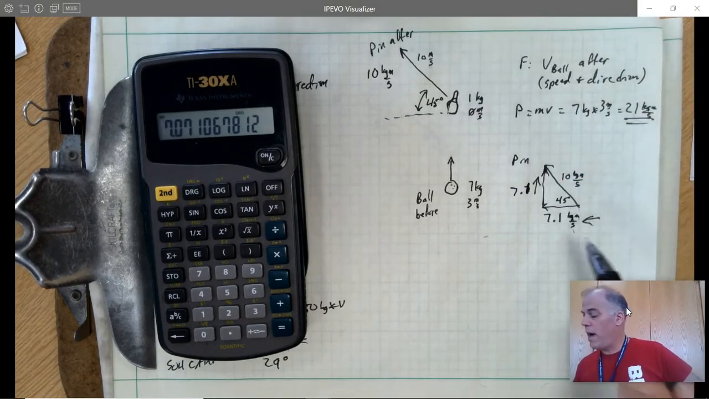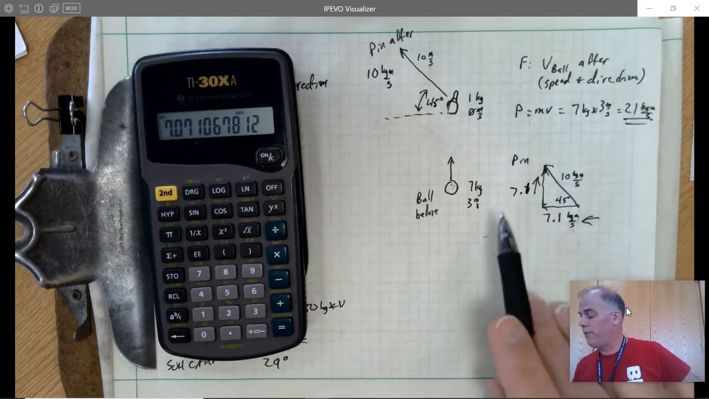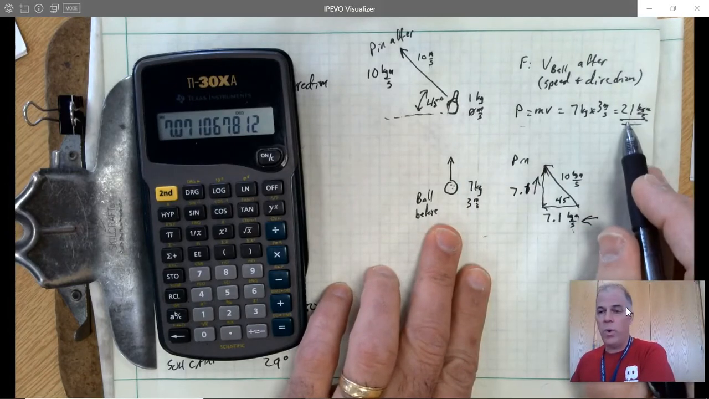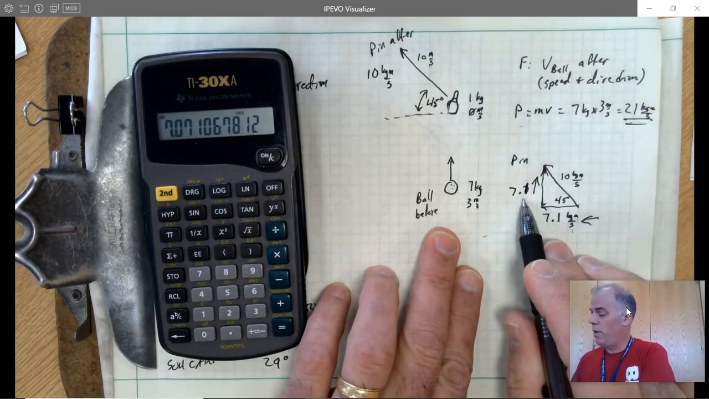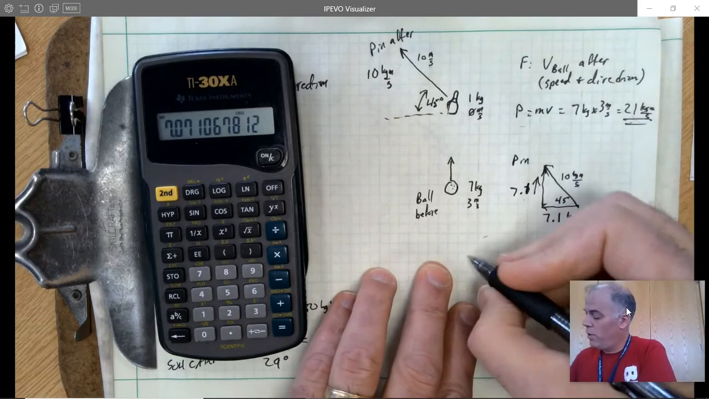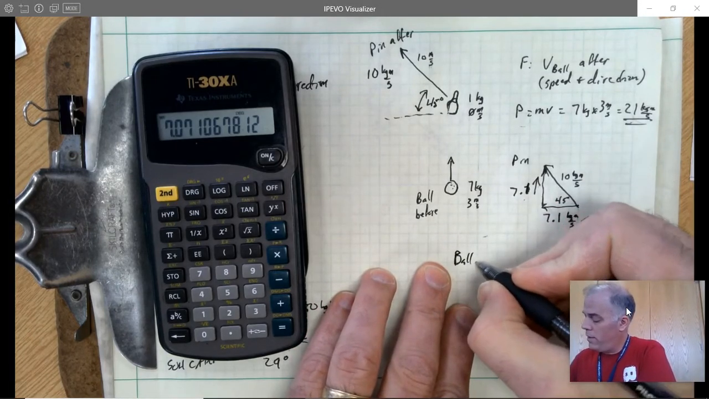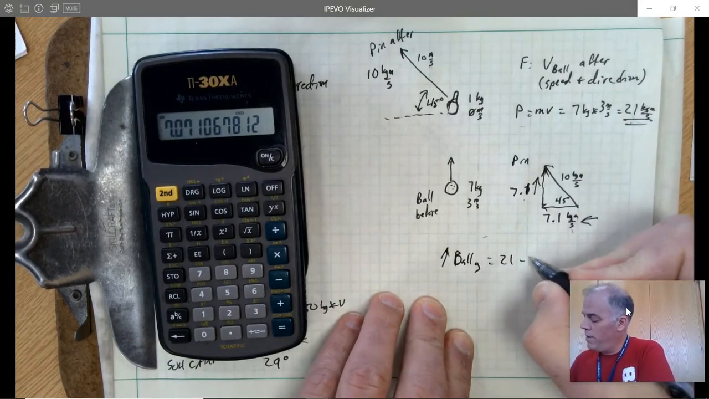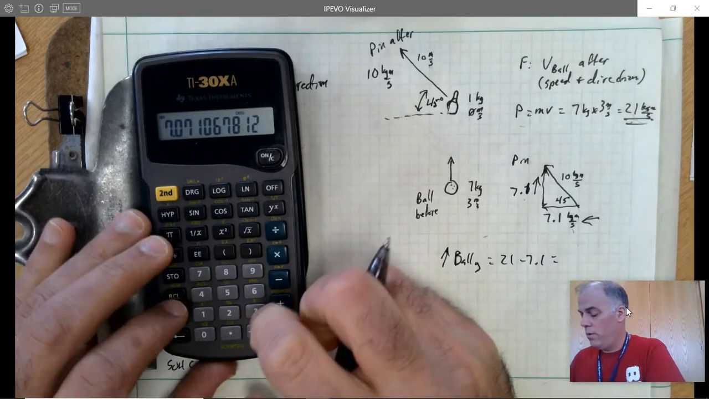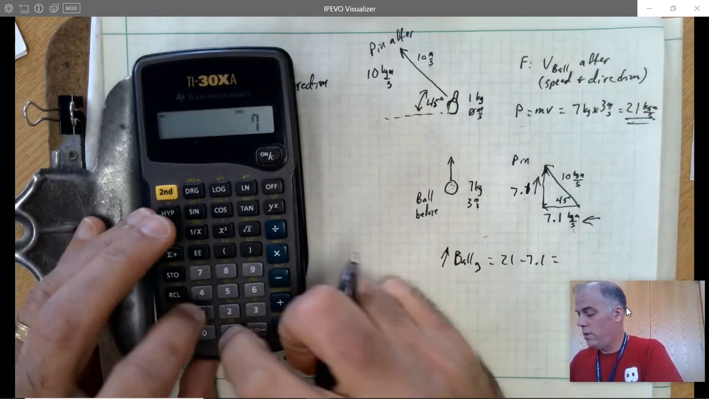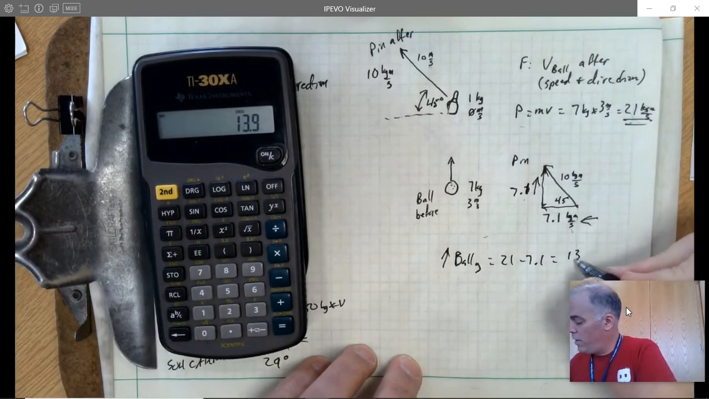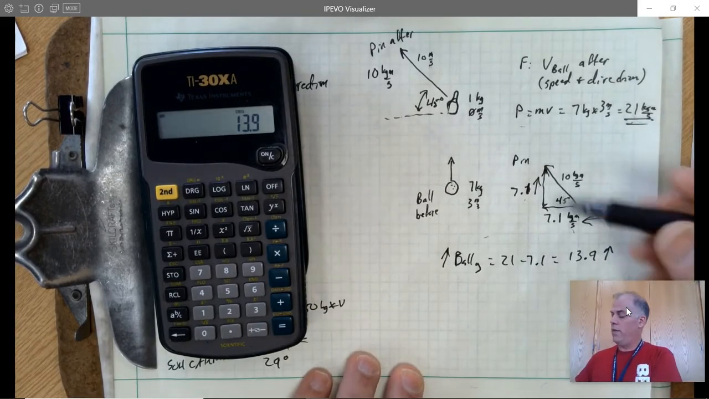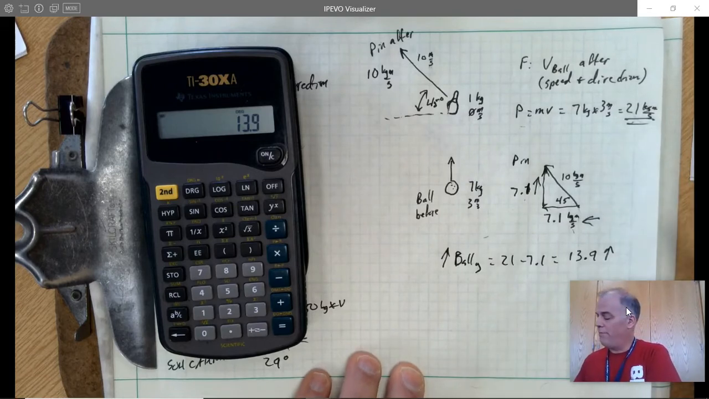Now, as we said before, now we have to figure out where this momentum came from. So let's start off with the vertical one. The bowling ball had 21 units, and it gave 7.1 units to the pin. So the ball in the y component is going to be 21 minus 7.1, which is 13.9. That is going to be the momentum in the vertical axis for the ball after the collision.